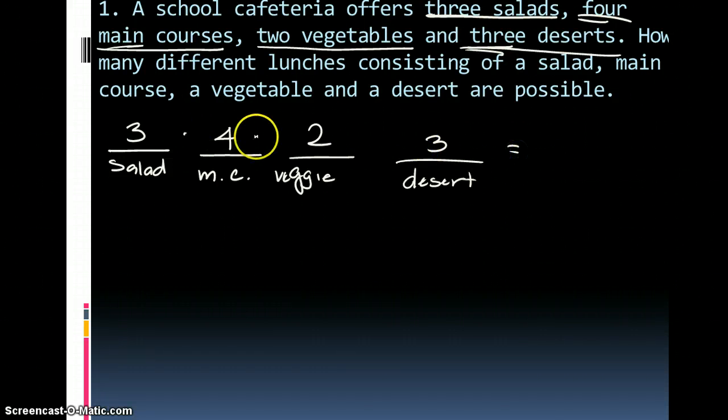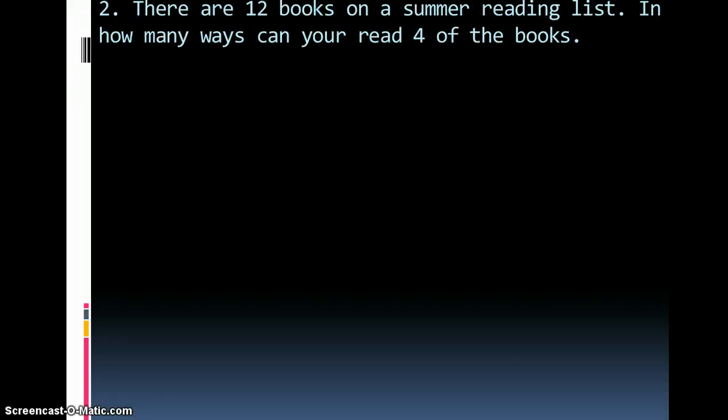So to get my total, I'm just going to multiply all of these numbers together. You can check me on your calculator, and there's 72 different lunches that are possible. That's why when they talk about all you guys' options for dress codes, it really does seem like you guys have a lot of options.